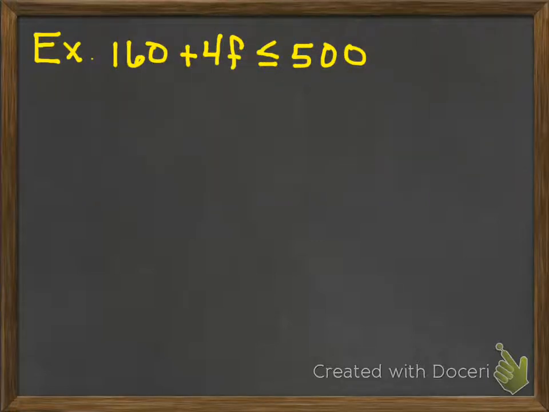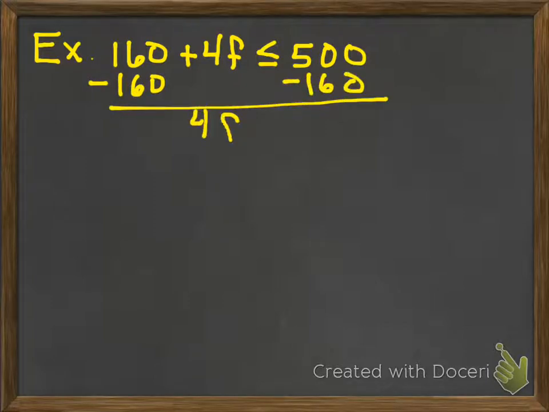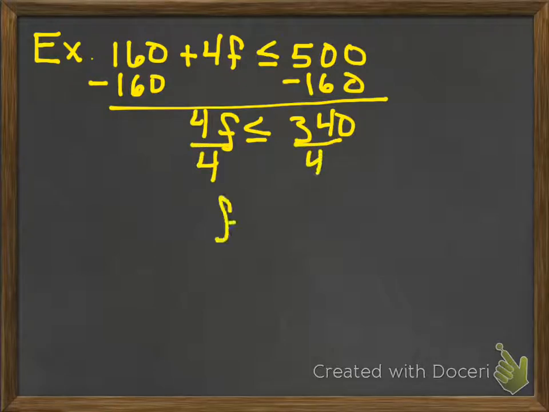You've already done this with equations, so I'm just going to go through some different examples. So here I have 160 plus 4f is less than or equal to 500. So again, I would do the opposite of adding because I see adding and multiplication. I need to do the opposite of the adding, which is to subtract 160, and I get 4f is less than or equal to 340. Then I'm going to divide by 4 to get f is less than or equal to 85.